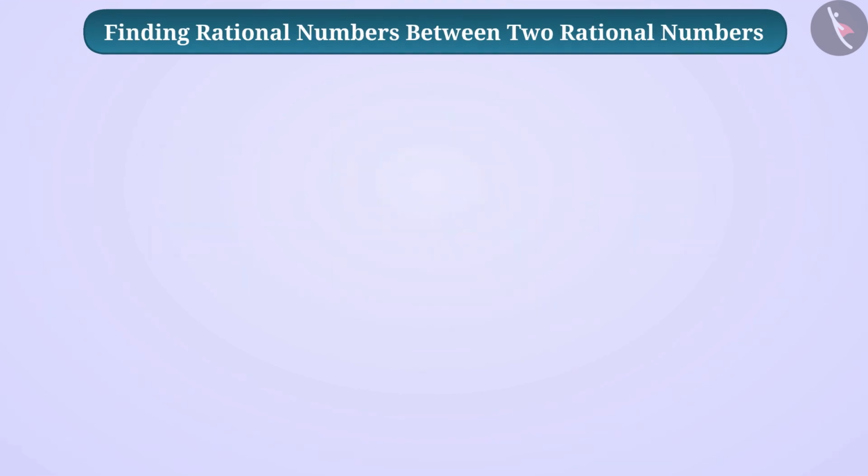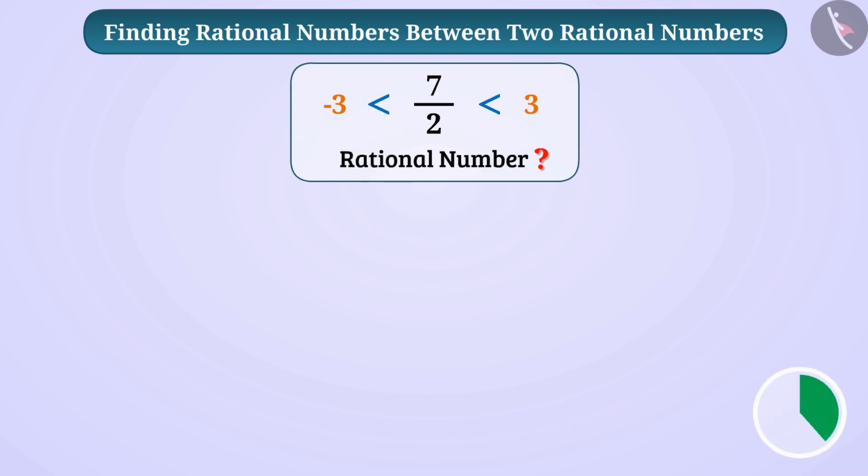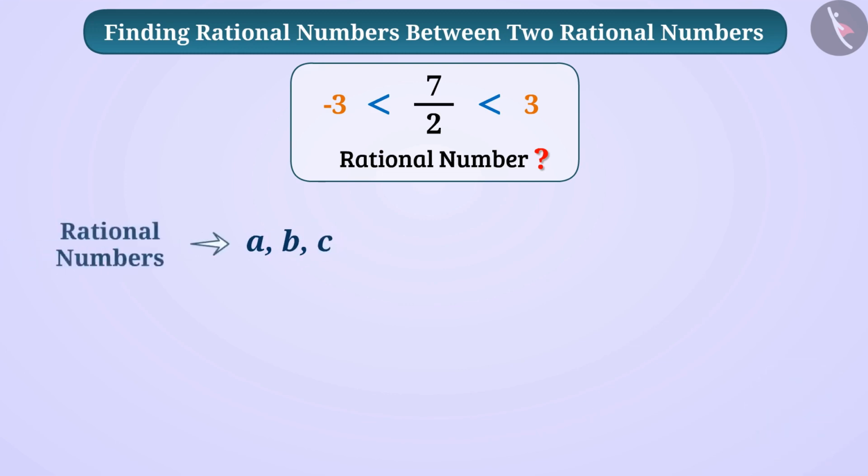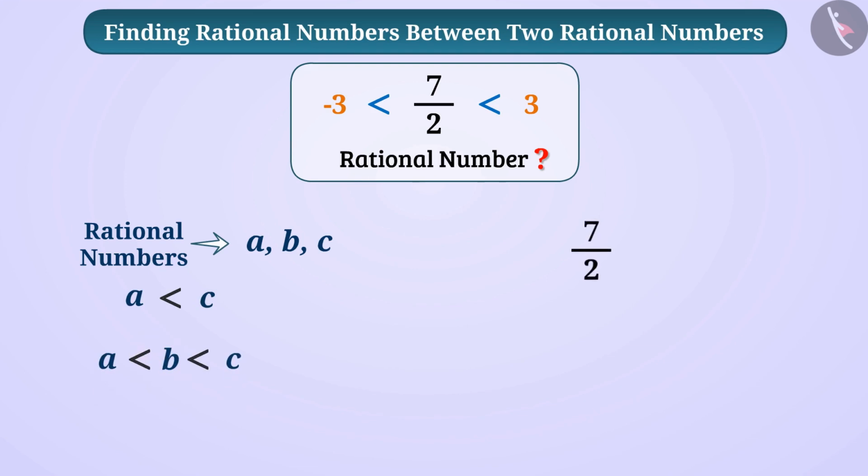Just think, can we call the rational number 7 by 2 as the rational number between -3 and 3? Think. Let me tell you, if A, B, C are three rational numbers where A is less than C, then B will be called the rational number between these two only when B is greater than A but smaller than C. Here 7 by 2 is equal to 3 and 1 by 2, which is larger number than both -3 and 3. So we cannot call it a rational number between -3 and 3.